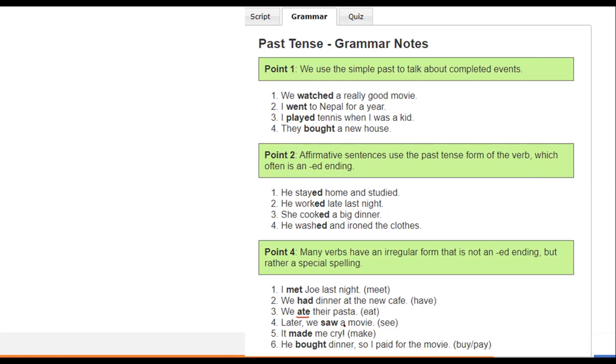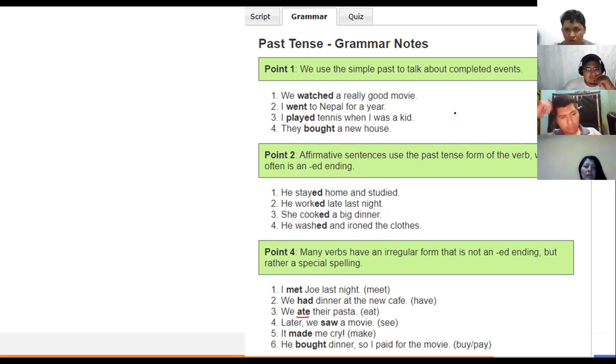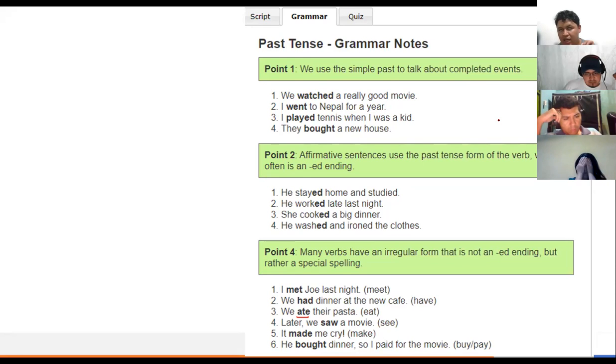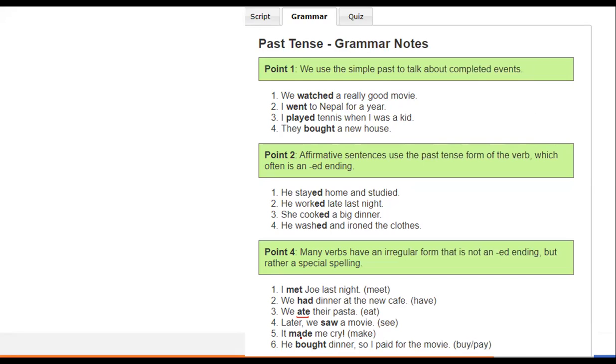Okay. Later, we saw a movie, right? So, de hecho, hay una película, si lo pone usted en mayúscula, S-A-W, S-A-W, it's a movie, right? It's a horror movie, right? It's a horror movie. But in that case, C becomes so. It made me cry. Make becomes made. He bought, la U no la va a pronunciar ni la GH, right? Eso solamente nos pone en problemas en el deletreo. Pero en inglés le voy a decir que las tres letras, la GHT, son bien comunes, right? GHT is a very common combination. So, he bought dinner, so I paid for the movie, ¿verdad?